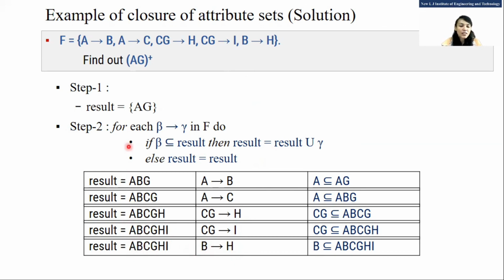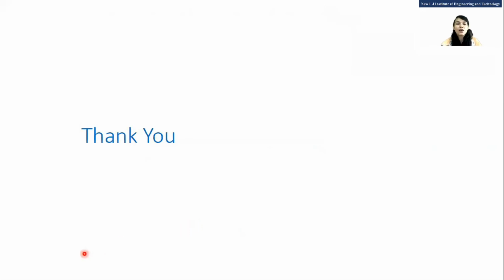So now with just A and G, we can determine A, B, C, G, H, and I. And if you check the relation, here we have attributes A, B, C, G, H, and I. So we can say that with this pair, or closure set of AG plus, we can find all other attributes. So that is known as closure of attribute set.